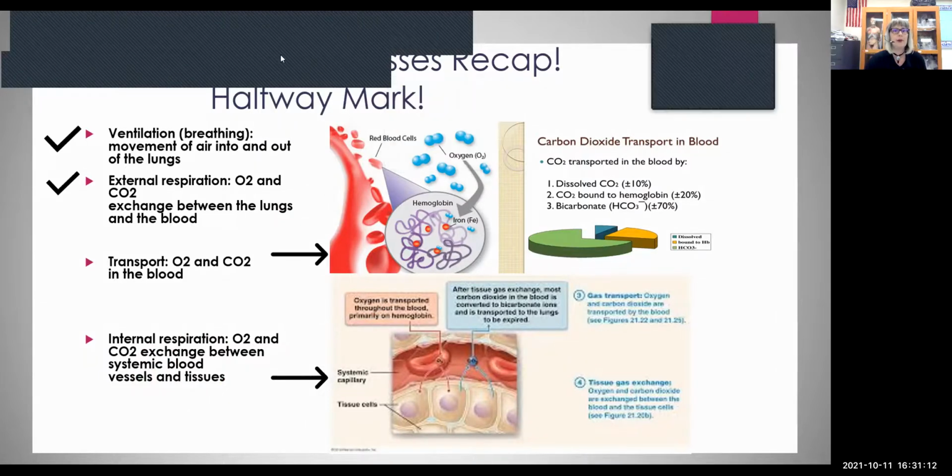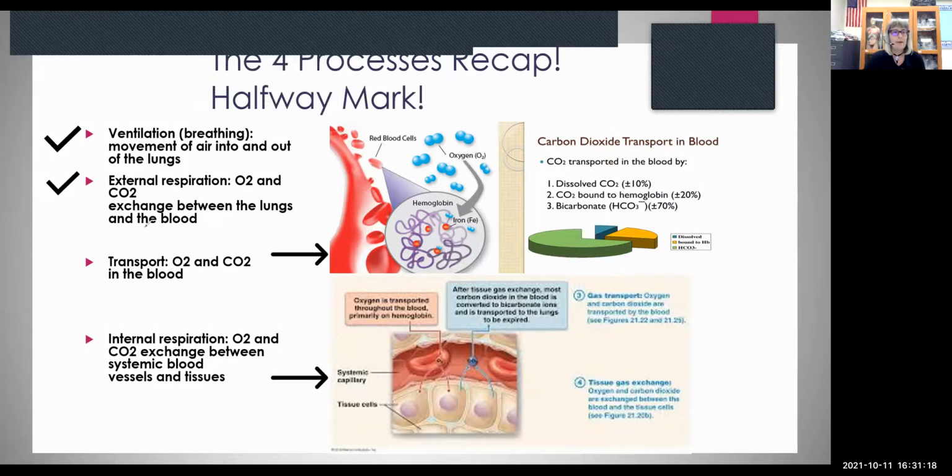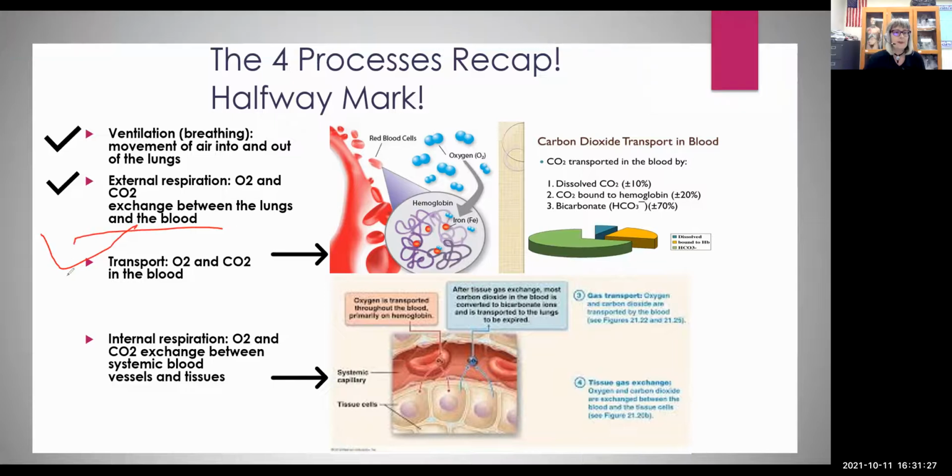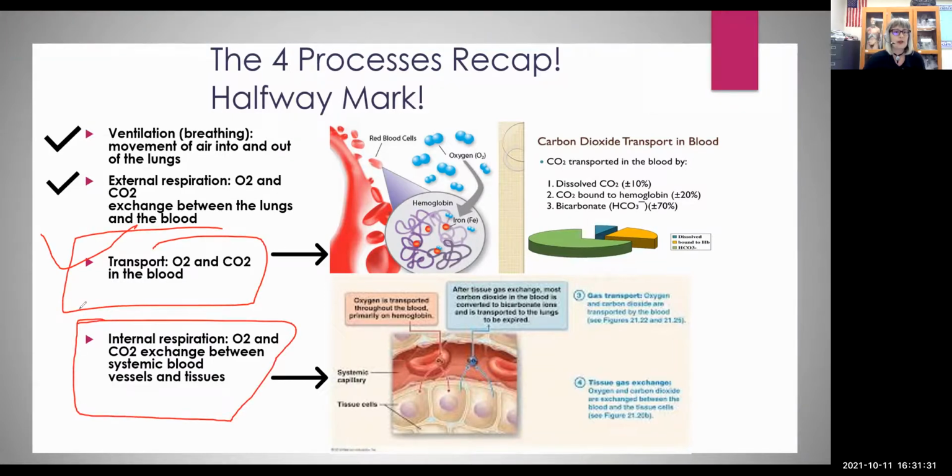And let me move my bar. Okay, so we are at the halfway mark, and we are going to go over what we need to go over one more time. So we have transportation, that's all that's left, and internal respiration. So hopefully you understand ventilation and you understand external respiration, which is basically O2 is exchanged for CO2.